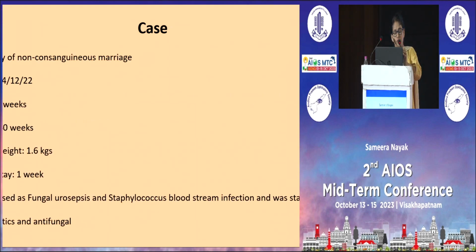This baby was a product of non-consanguineous marriage, gestational age was 36 weeks, postmenstrual age was 40 weeks, birth weight was 1.6 kg, and there was a history of NICU stay for 1 week. The baby was still in NICU, and the pediatrician had sent him with the NICU nurses to the OPD. In NICU, he was diagnosed to have fungal urosepsis and staphylococcus bloodstream infection and was started on intravenous antibiotics and antifungals.